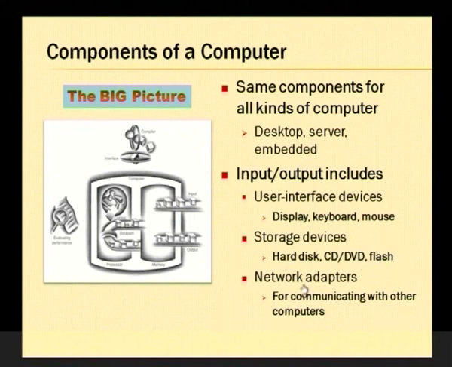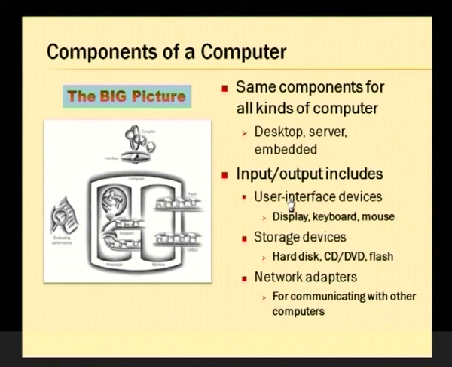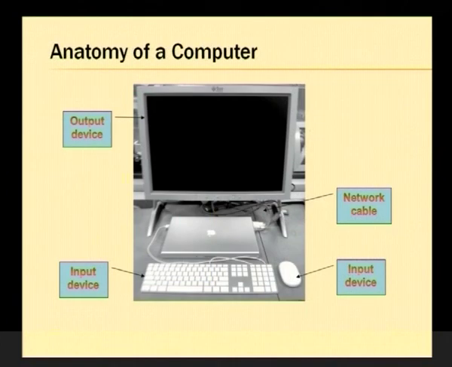Then we also have network adapters, because we need to be able to communicate with a network and to be able to communicate through a network with other computers. So, we have network adapters also as input output devices. So, you have these various types of input output devices, and this is just to show you a picture of what a typical system looks like. You have your monitor here, which is your output device, keyboard here, which is the input device, and mouse is also another input device, and there is a network cable which is connecting up the system, which we know is also an input output device.